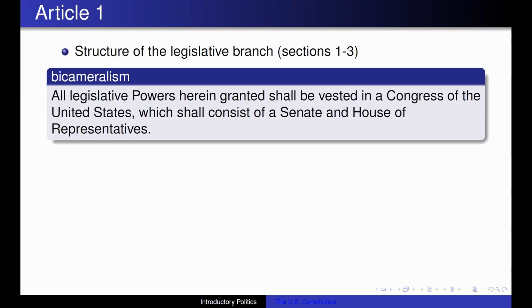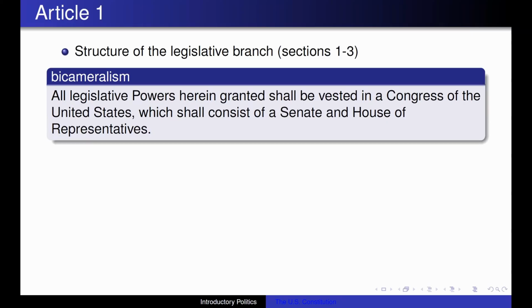The very first thing that Article 1 is going to do is unpack this concept called bicameralism. Bicameralism is the idea that there are 2 different chambers in our Congress, in our legislative branch. So we have the House of Representatives, which is one Congress, if you will, and then we have a Senate, which is a second Congress, in a sense. Now, these 2 are both part of the same institution. So we have one Congress with 2 chambers. We have a bicameral legislature.